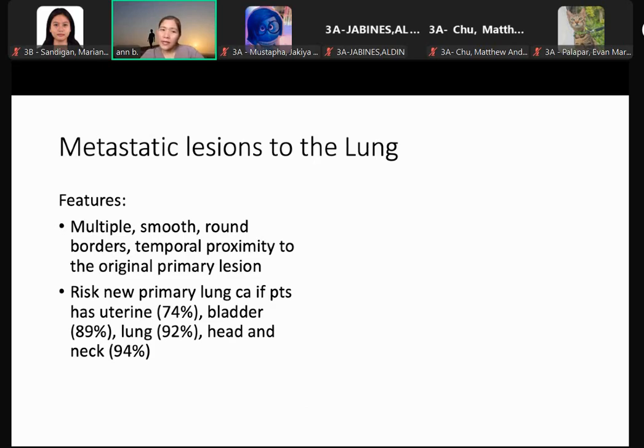So if it is solitary, choose the best answer. What's the best answer? Multiple, smooth, round borders, temporal proximity to the original primary lesion. Risk of new primary lung cancer if the patient has uterine, bladder, lung, head and neck cancer. So these are the most common cancers that metastasize to the lung: uterine, bladder, lung itself, and head and neck cancers.